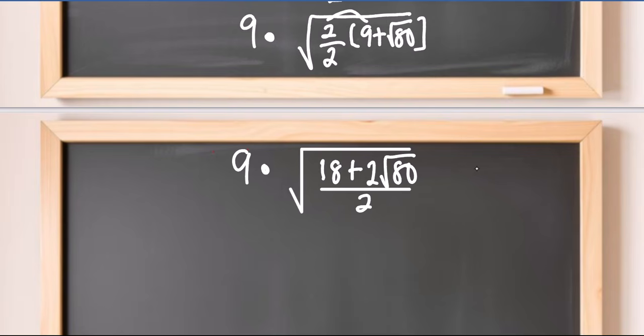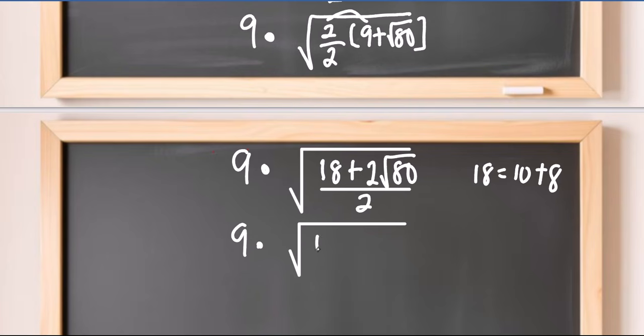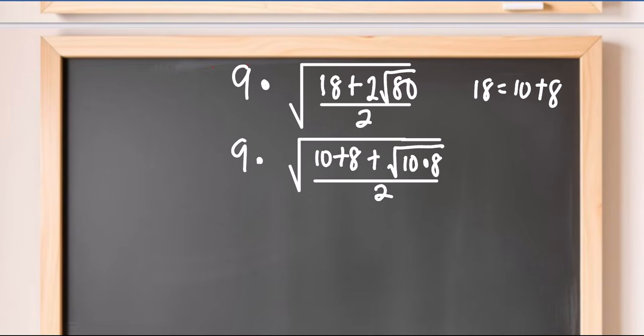So what I'm going to do again is split 18 to be the addition of 10 and 8. So here I have my 9 multiplying the square root of 18, which can be split as 10 plus 8, plus 80, which can be split as 10 times 8, all divided by 2. Now here, to make things easier to simplify, I'm going to have my 10.